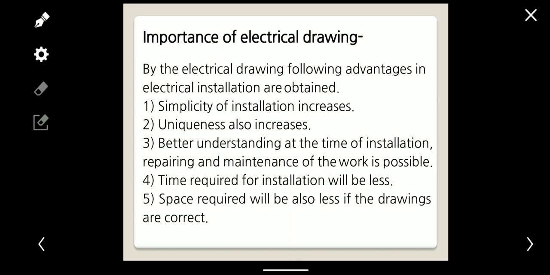Now what is the importance of electrical wiring? By electrical wiring, the following advantages in electrical installations are obtained. Simplicity is very necessary, so the simplicity of installation increases. Then uniqueness is also necessary, so uniqueness also increases. Better understanding at the time of installation, repairing and maintenance of the work is possible. Next, the time required for installation will be less. Then the space required will also be less if the drawings are correct. So these are the importance of the electrical drawing.